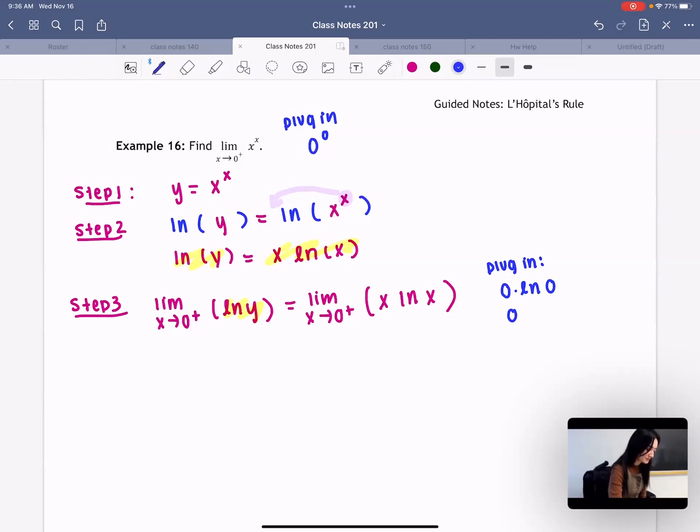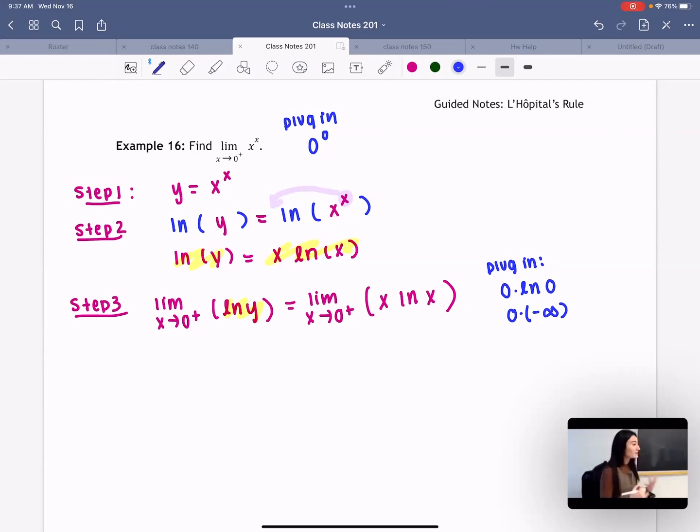What's that going to? Negative infinity. Good, negative infinity. So this is definitely an indeterminate form of 0 times negative infinity. All right. I think we're still on step 3. I'm going to pay attention to the steps here. Yeah, now we're still on step 3.